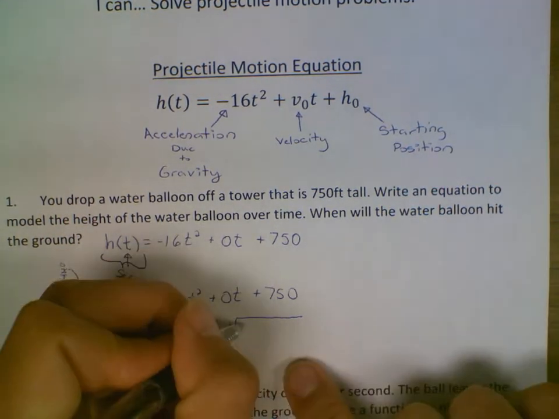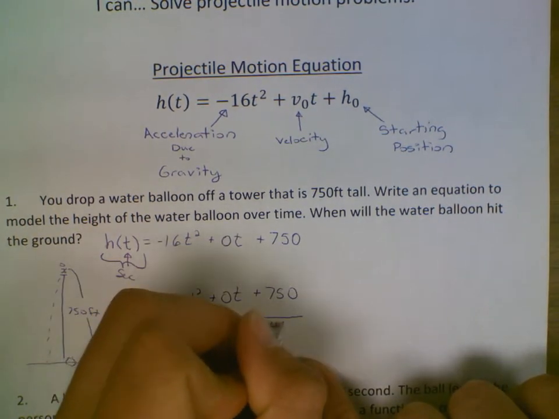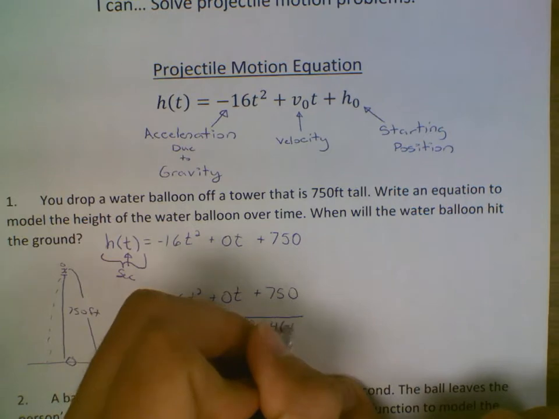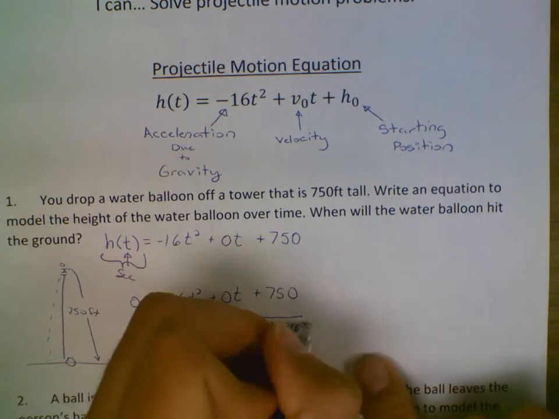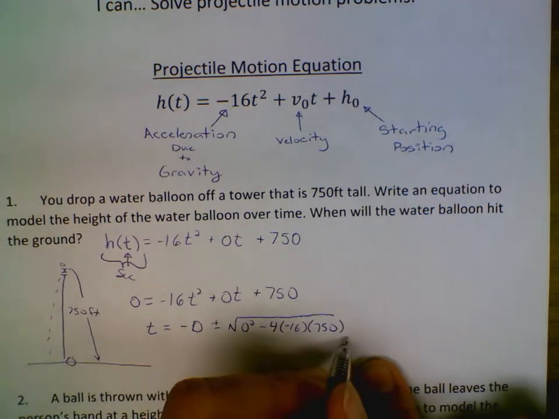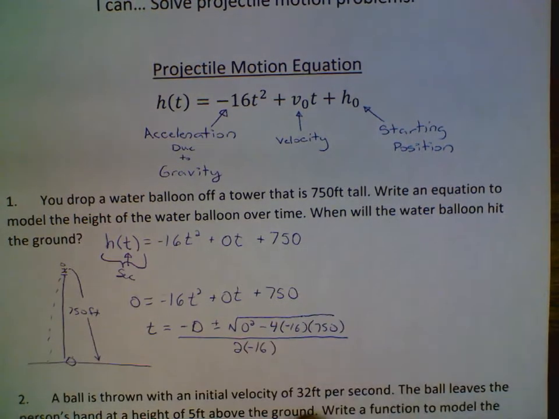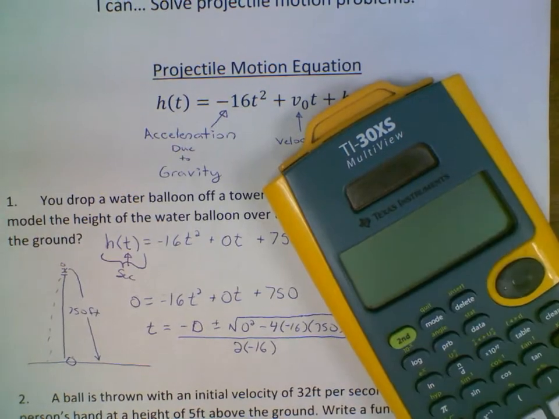Well, that's going to be 0 squared minus 4 times your a, which is negative 16, times your c, which is 750. Okay, and then we're dividing by 2 times the a, which is, once again, negative 16. We're just going to simplify this down. You're going to want some sort of calculator when you do this.